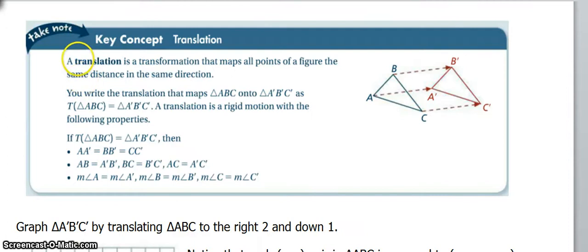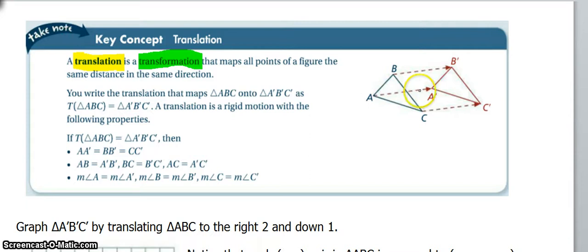So I'm going to talk about specifically a translation, and a lot of people will get translation and transformation goofed up. A translation is a specific type of transformation. So a translation maps all points on a figure the same distance and same direction. So notice here, a translation can only move horizontally and or vertically. It can't rotate, it can't flip or reflect or dilate, which means change size. Can't do any of that.